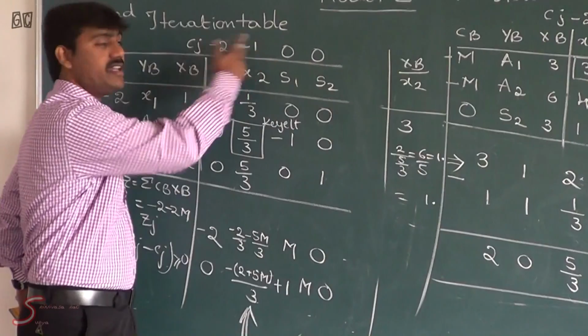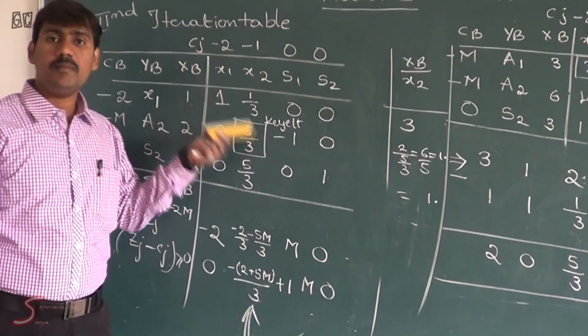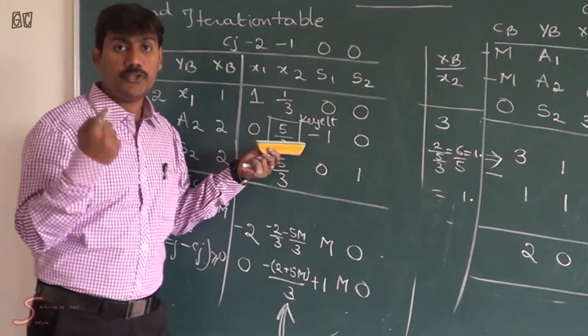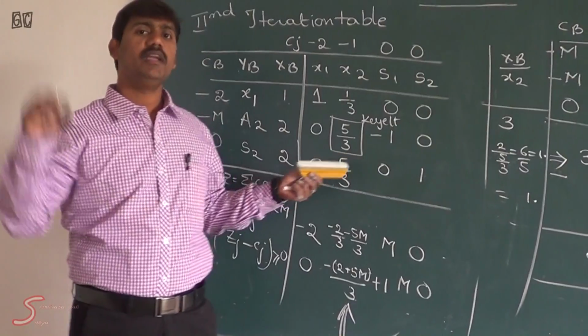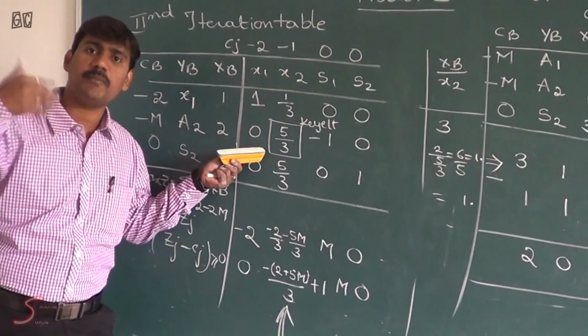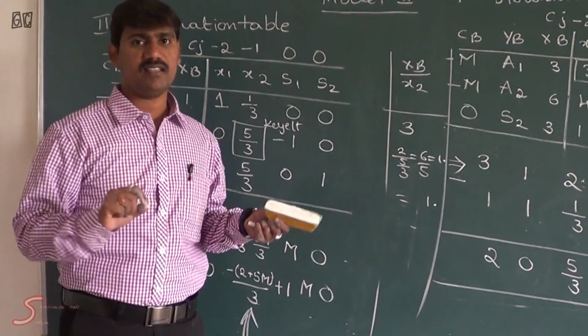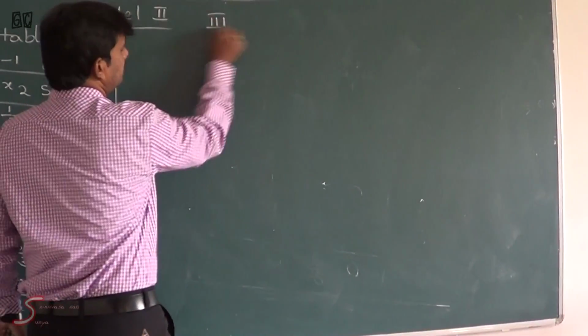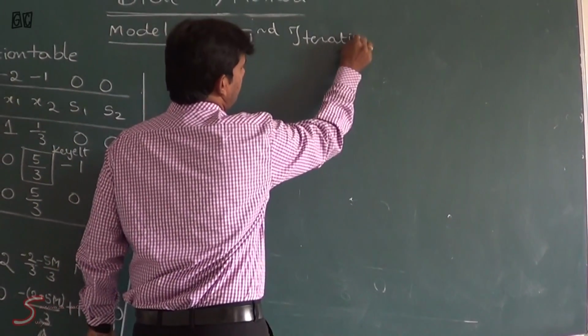The cost of x2 is minus 1. We have to make all the elements in the key column 0. And the key element, we have to divide with itself to make the value unity, by dividing with 5 by 3. In order to divide with 5 by 3, it's better to multiply with 3 by 5. Hence, we have a third iteration table as follows.